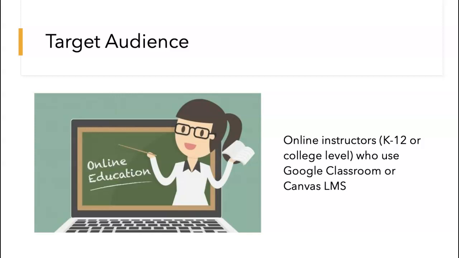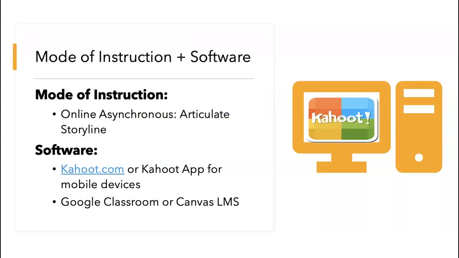They could be K-12 teachers or adjunct professors or college professors who use Google Classroom or Canvas LMS. This lesson plan will be delivered online asynchronously, and I'll be using Articulate Storyline to design and develop it. The learners can use the Kahoot app from their smartphone or mobile devices, and or they can also go to kahoot.com from any web browser to complete the steps or process of this lesson. And then they can add the Kahoot challenge, which they will create at the end of the lesson, to either Google Classroom or Canvas LMS.